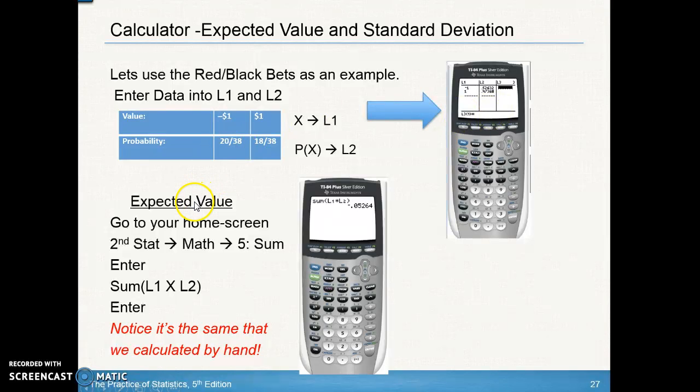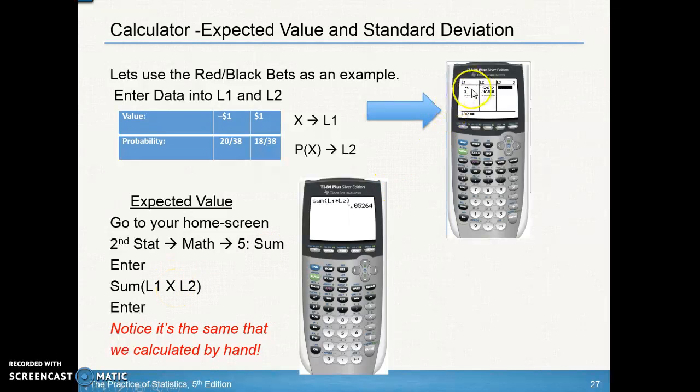Okay, now how do we get the expected value? So the expected value, go back to your home screen. That's sort of always where you want to start after you enter your data into list 1 and list 2. Hit enter, and then you can go to math if you hit second stat. So second stat, and then math will come up. Go over to number 5. Under sum, hit enter, and you're going to sum list 1 times list 2.